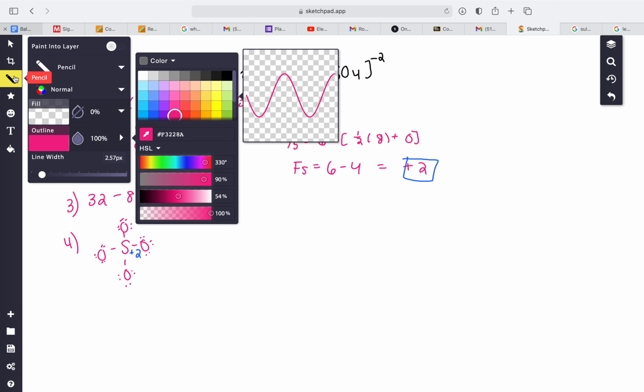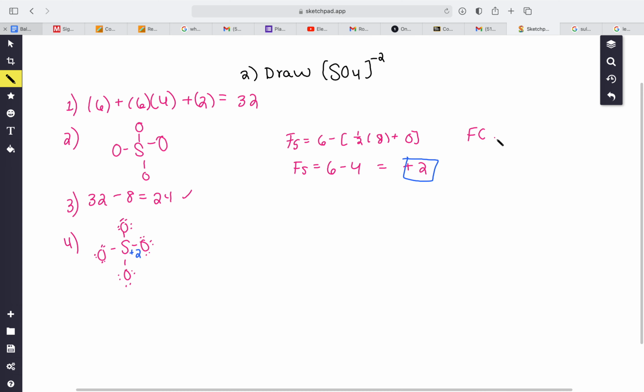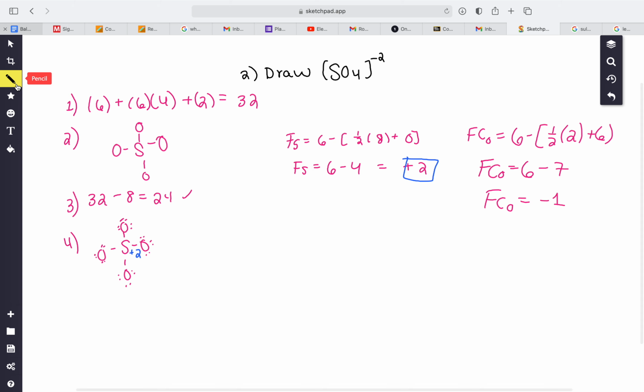Alright, apologies for that. Now let's do the formal charge for oxygen. For each of these oxygens, they're going to be the same because they both have the exact same bonding, the exact same everything. So they have 6, and they have half of the bonding, which is 2 for each of them, and then plus the non-bonding, which is 1, 2, 3, 4, 5, 6. So it's going to be formal charge of oxygen is 6 minus 1 plus 6, which is 7, which means the formal charge of oxygen is going to be minus 1. So each of these oxygens is going to have a formal charge of minus 1.